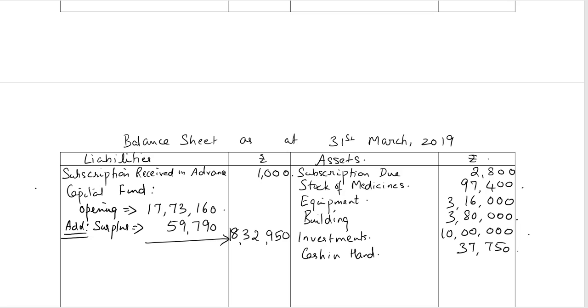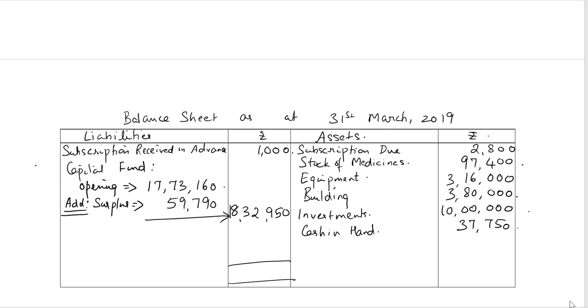So we have the total in the outer column, 18,33,950 rupees. Let's total the balance sheet to check if it tallies. The total of the liability side, 18 lakh 33,950 rupees. And the total of the asset side is also 18 lakh 33,950 rupees.